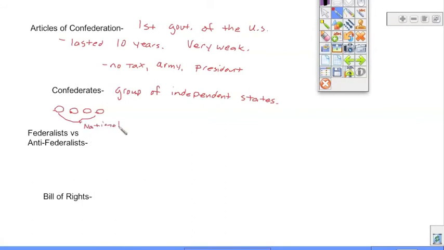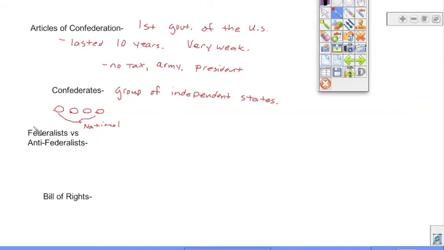And obviously, in our current model, the national government is viewed as more important than the individual state governments, but not in a confederacy. So this is the government we set up for 10 years. It got us through the Revolutionary War. It lasts us for a couple years after we win our independence, but eventually it will be abandoned for the Constitution.